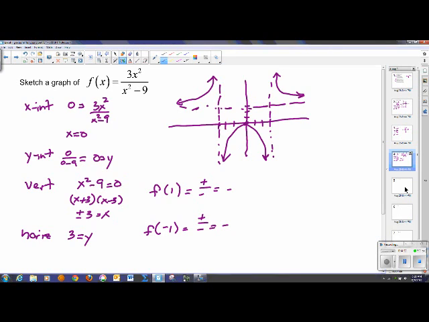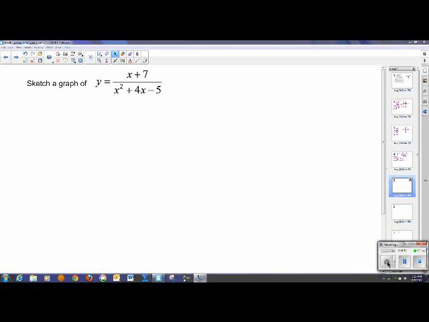Okay, let's move on. In this next example, we'll notice that the degree of the numerator is one less than the degree of the denominator. Top's got to be 1, bottom's got to be 2. That'll tell us something about our horizontal asymptote. For my x-intercept, I notice when I set y equal to 0 and multiply by the denominator, I'm left with 0 equals x plus 7. So x equals -7 is my x-intercept. My y-intercept, by setting x equal to 0, is going to be equal to -7/5.